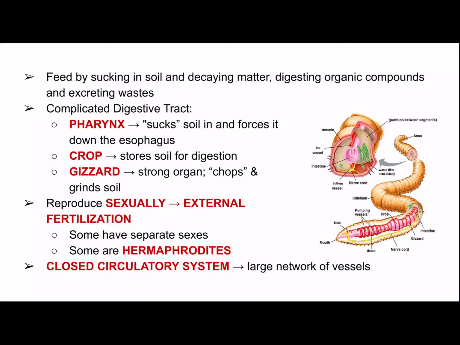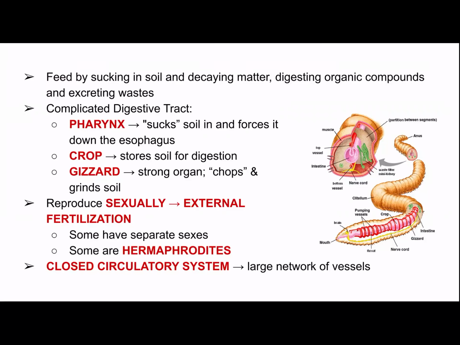Their digestive tract is actually pretty complicated, and they have 3 special organs to their digestive tract. The first one is a pharynx. The pharynx is what sucks the soil in and forces it down the esophagus. So they do actually have an esophagus structure. You can see the mouth in that diagram there on the right-hand side, and the pharynx is what forces it down the esophagus.